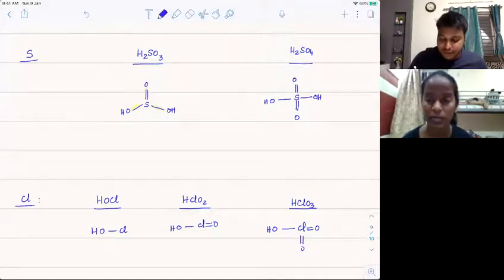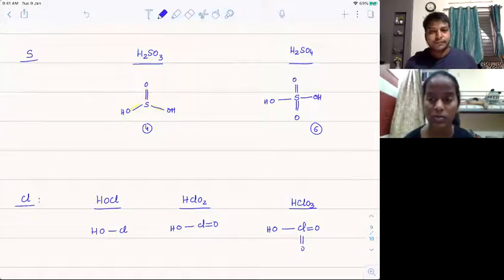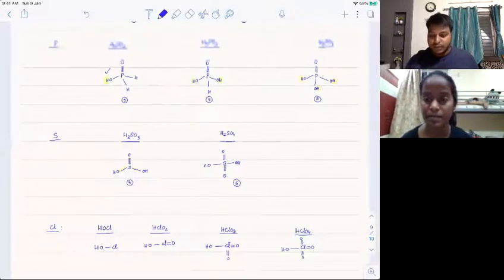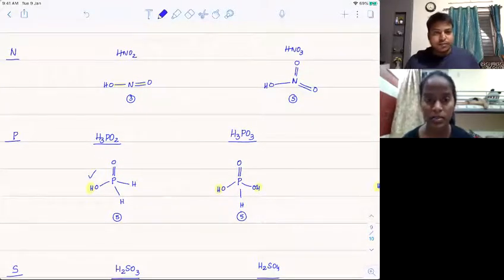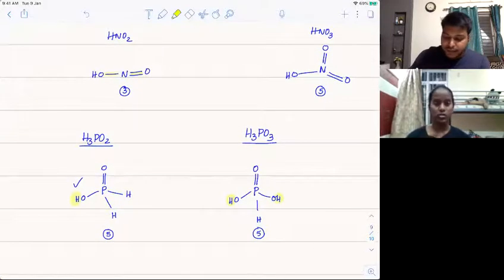So which means the valency here is 4. The valency here is 6, because sulfur here has 6 bonds. See the definition. First case. Nitrogen has these 2 acids majorly, correct? The lower valency acids will always have the suffix "us".